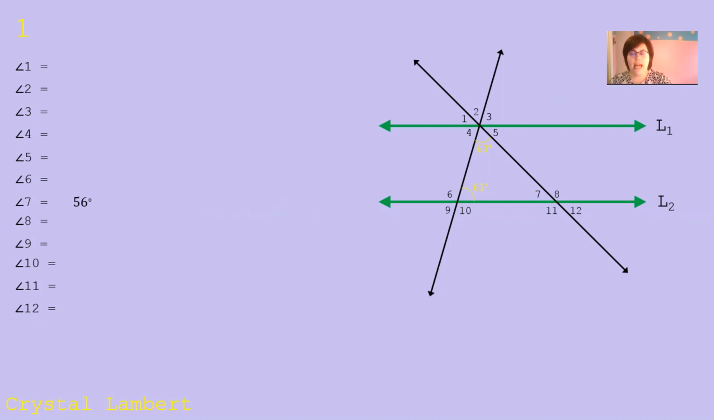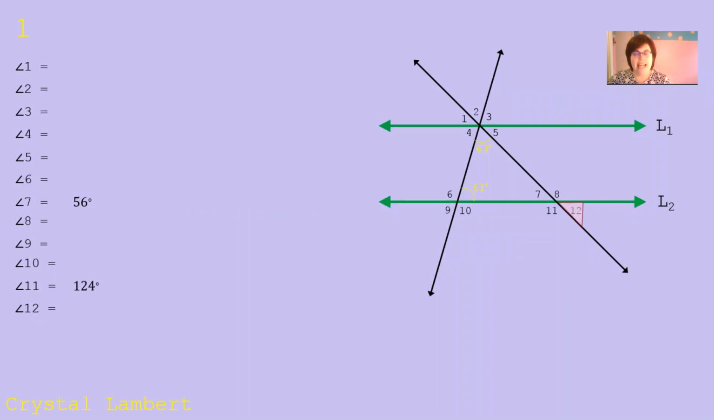Then we're going to look at angle 11 because, as you can see, it's on a flat line or a straight line, and a straight line is 180 degrees. So when we look at that, angle 11 plus 56 degrees is equal to 180 degrees. Therefore, angle 11 is 124 degrees.